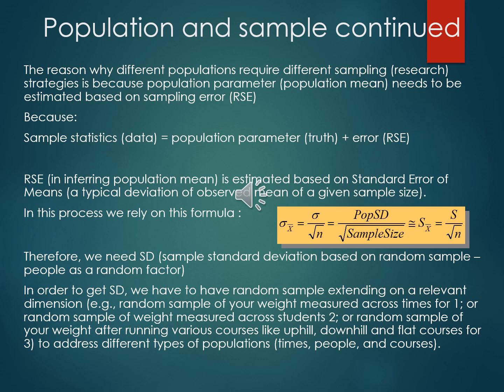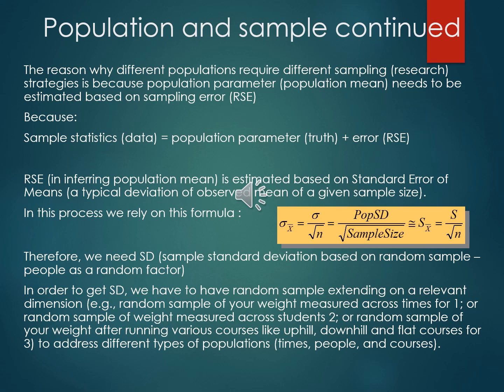So I hope by the discussion on the previous slide, you understand at some intuitive level why different types of sampling strategies are needed for the questions on different kinds of population, namely time, a person, or different kinds of courses or items. So now in this particular slide, I try to discuss and explain why, in a more mathematical, technical sense, different kinds of strategies are needed to accomplish these different kinds of research.